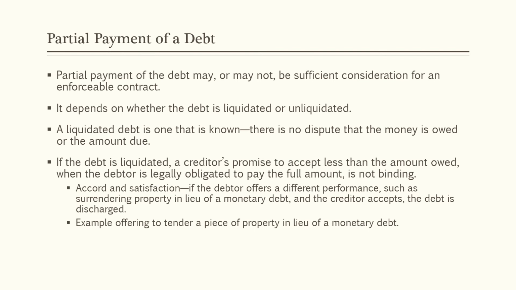An example of this is offering to tender a piece of property in lieu of a monetary debt. When foreclosures were very high in this country, a lot of borrowers wanted to do something called a deed in lieu of foreclosure. They wanted to deed back their house to the person who owned the lien, the bank, in lieu of having their house foreclosed upon. They would transfer the title of the house back to the bank, and if the bank accepted that property back, the deed in lieu of foreclosure would discharge the monetary debt.